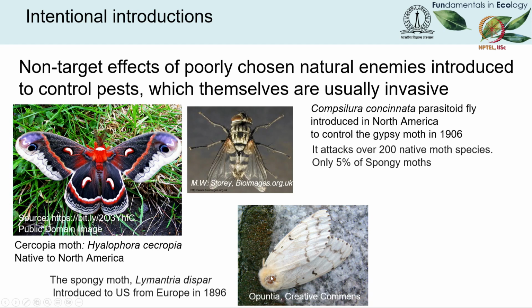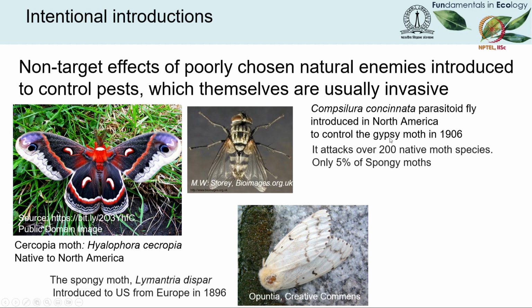And so after a while, starting in 1906, people started introducing natural enemies of the gypsy moth. So this is predators and parasites of the gypsy moth, in order to have those hopefully control the gypsy moth. They introduced maybe 30 different species, but one of the species they introduced was this parasitoid fly. So this is a fly that is parasitic of the gypsy moth, Compsilura.